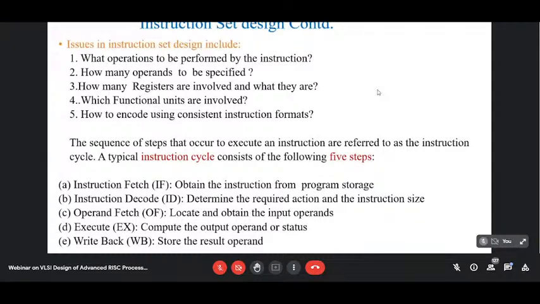So first, the instruction needs to be fetched. Second, it needs to be decoded. And after decoding, it is found that it is an add instruction. Then what has to be done? The contents of R2 and R3 should be brought to the arithmetic and logic unit. Then execution, that means the arithmetic operation will be performed. After the operation is complete, the result will be stored to R1. So that is a write back operation. So these are the 5 cycles for each instruction.